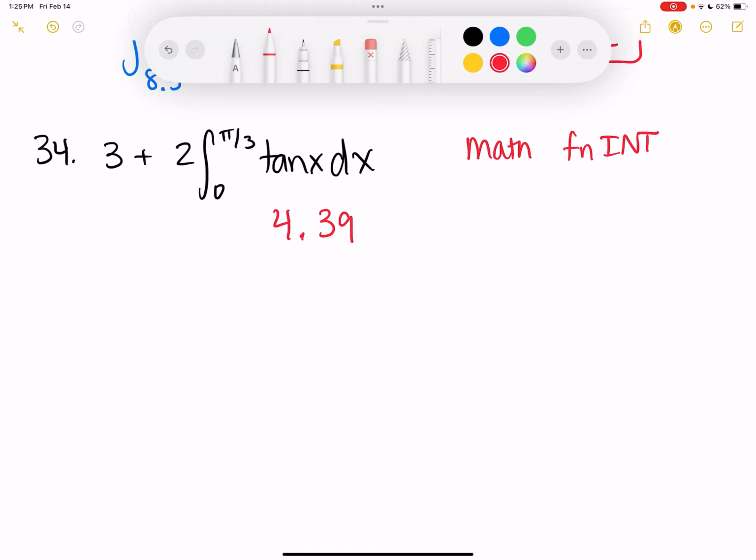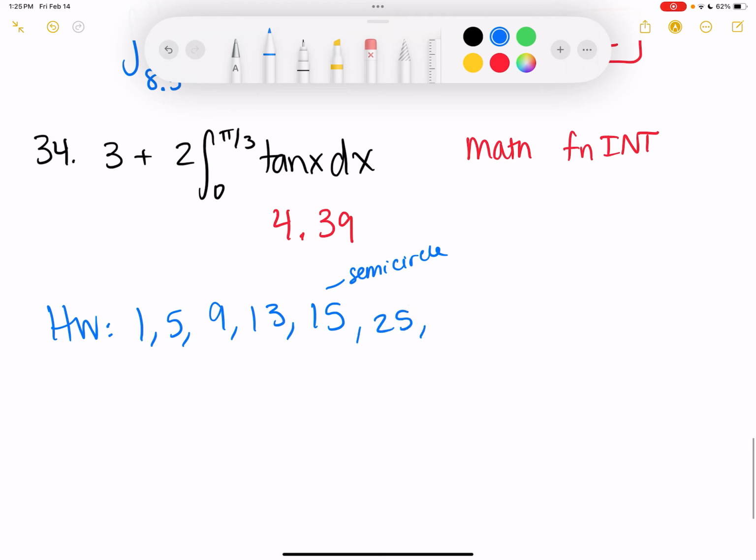Alright, problems. Is that all for the section? Yep. 1, 5, 9, 13. 15 is another semicircle. 25, 31, and 33. Which one's the semicircle? 15.